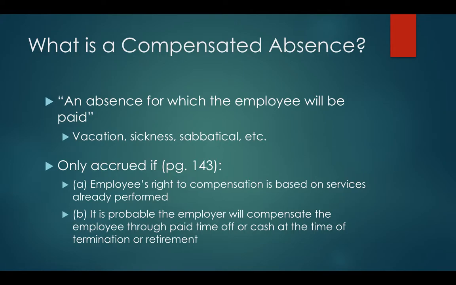And according to page 143 of our textbook, this is only accrued if A, the employee's right to compensation is based on services already performed. So for example, if you have vacation pay, an employee works to earn vacation days. And when the government pays those out, they're paying those out based on work the employee has already done to earn the vacation days. And B, it is probable the employer will compensate the employee through paid time off or cash at the time of termination or retirement.